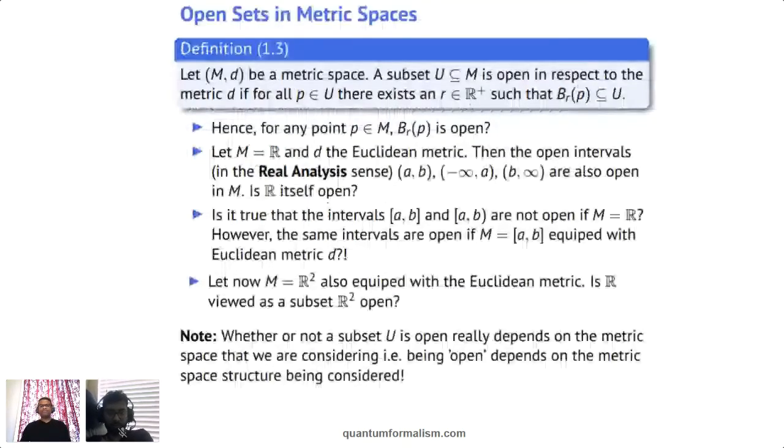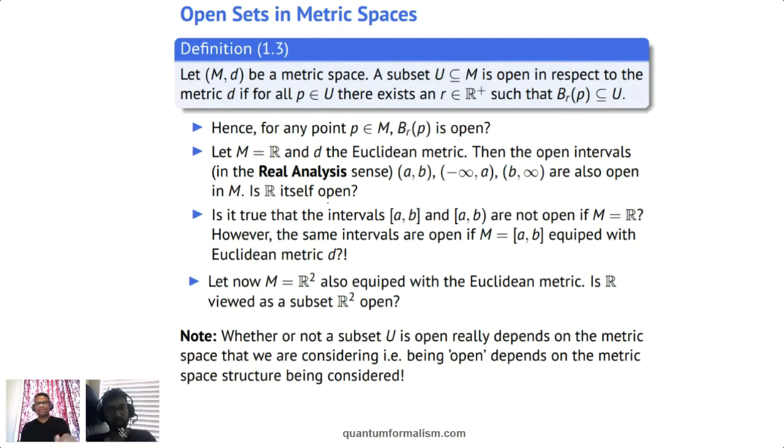Okay, so here's the concept of open sets using the metric space structure. Given a metric space (M, d), a subset U of M is open with respect to the metric d if for any point p in U there exists a positive number r such that the open ball around p with radius r is contained in U. That means that for any point in M, is this open ball open? Yeah, I will leave this.